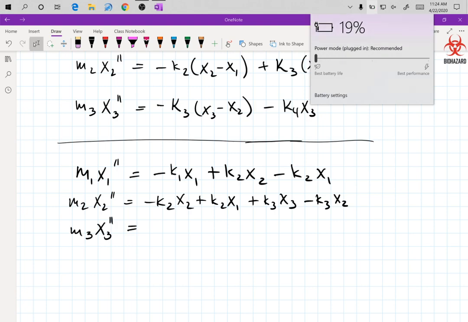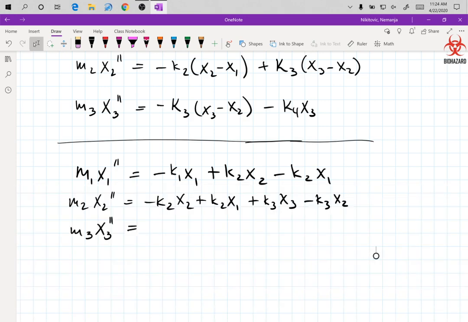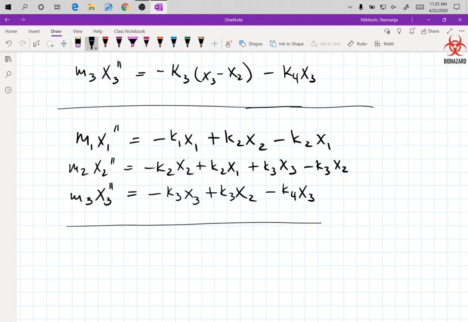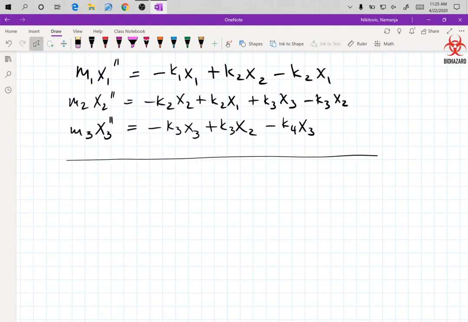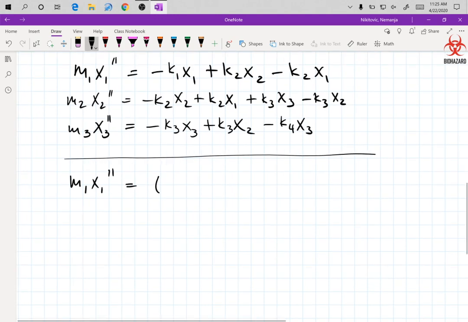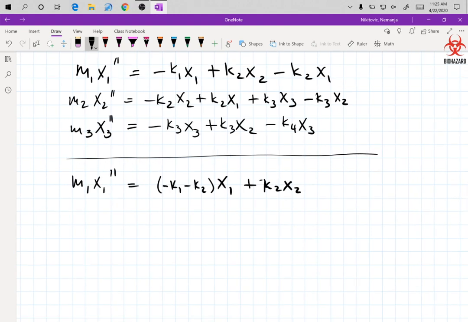Okay, plugged in. So, negative k3 x3 plus k3 x2 minus k4 x3. All right, now collect like terms. M1 x1 double prime is equal to what? Well, we have a negative k1 minus k2 times x1 plus k2 x2. That's our first equation.